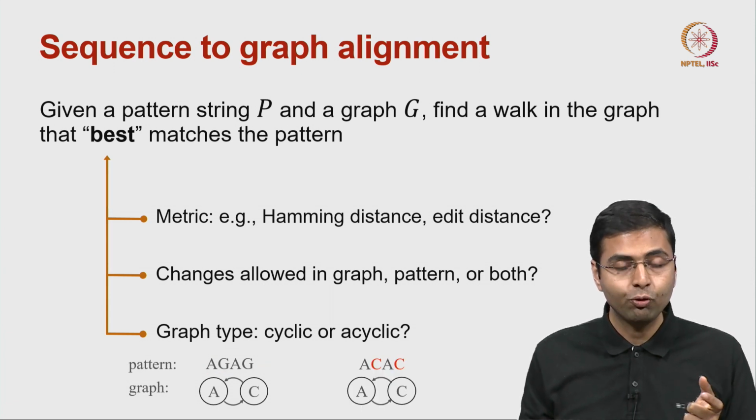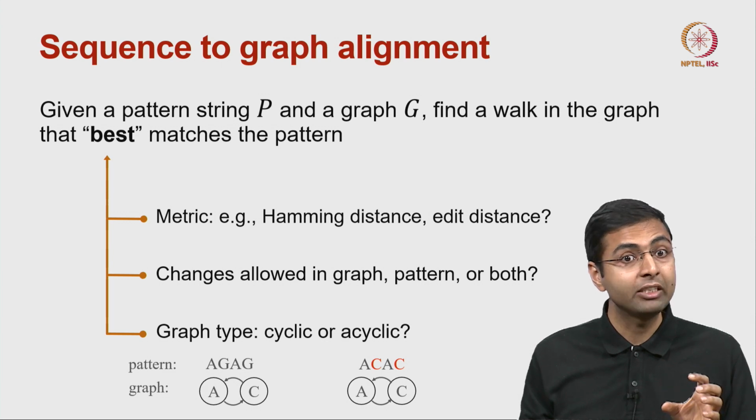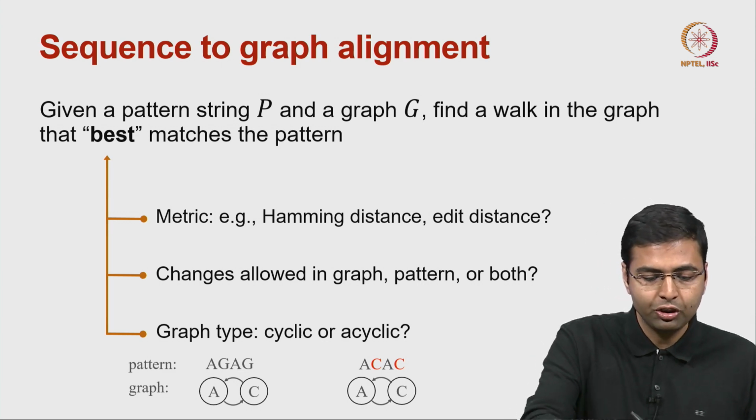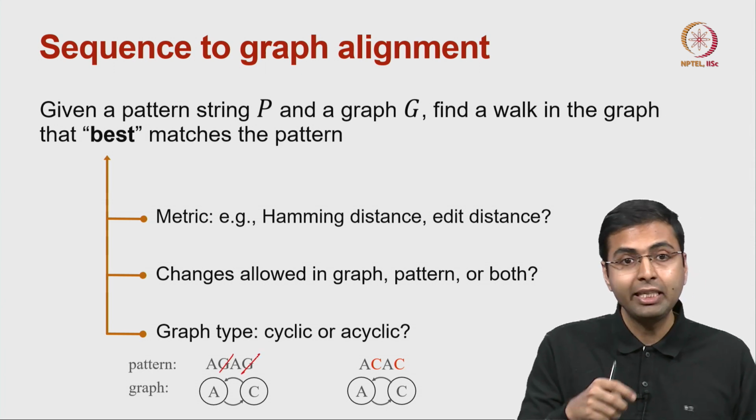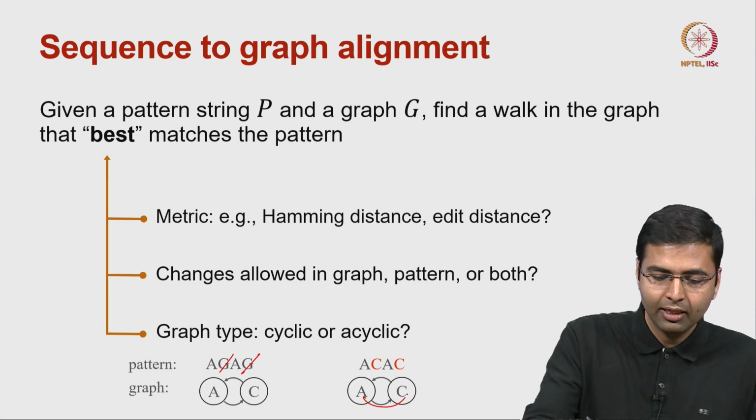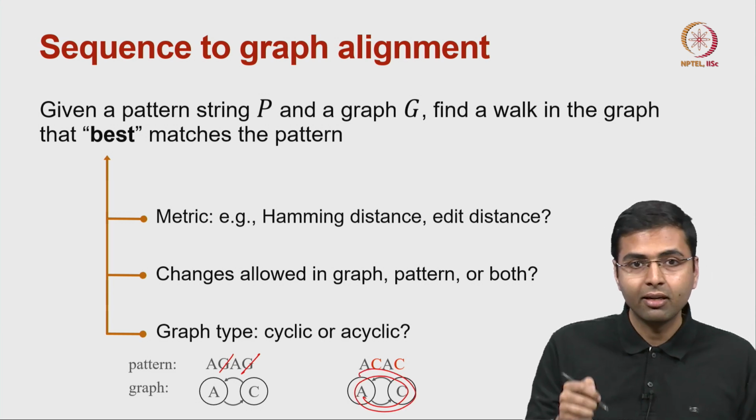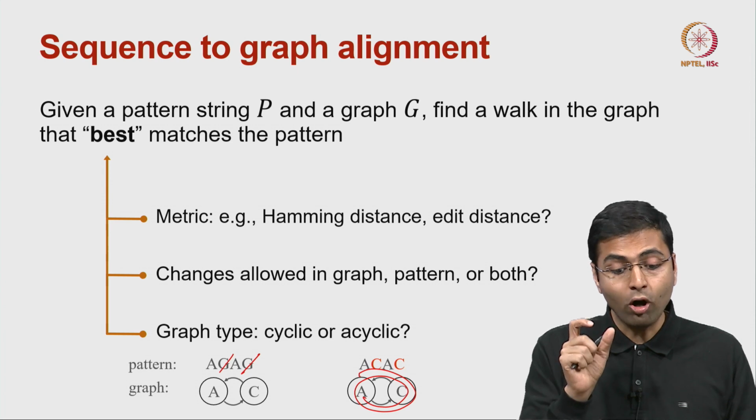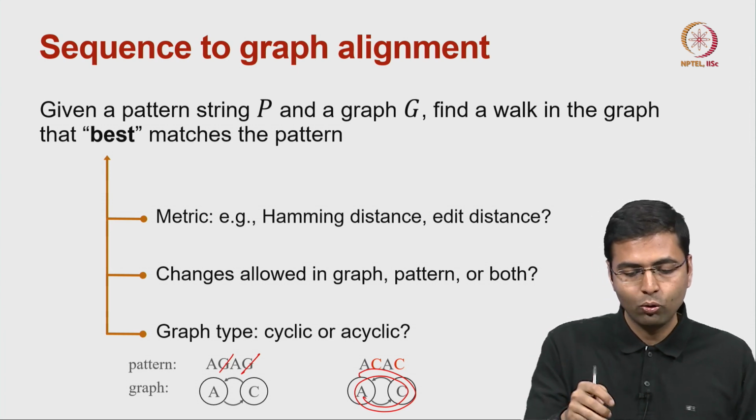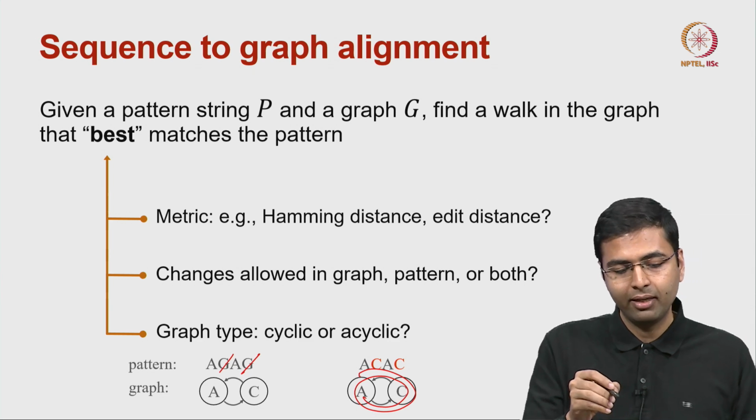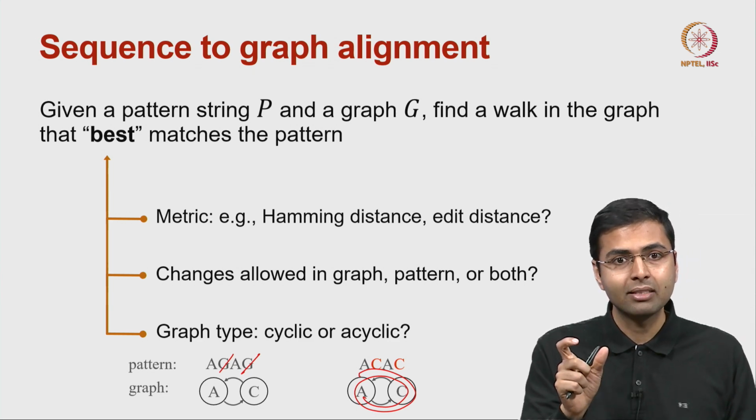For example, if you tell me that I am only allowed to make a change in the pattern, then I will have to substitute G characters with C characters, and only then is there a walk in the graph such that the walk spells the pattern. So now there is a walk in the graph, AC, that exactly spells the pattern after I have made the changes.